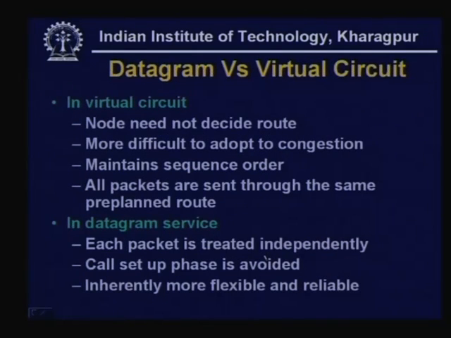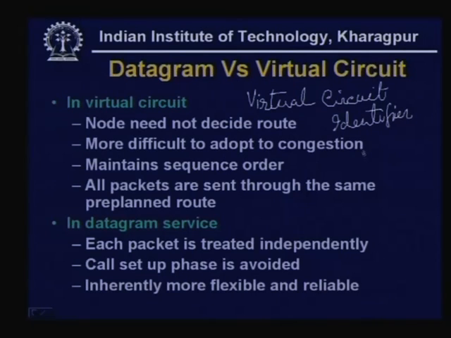Let us now compare datagram packet switching with virtual circuit packet switching. In virtual circuit, the node need not decide the route. The virtual circuit identifier that is generated while performing the routing, using the call request and call acknowledgement signals, is used to perform the route. So, the nodes can be very simple in this case.